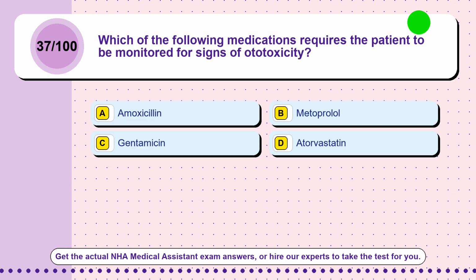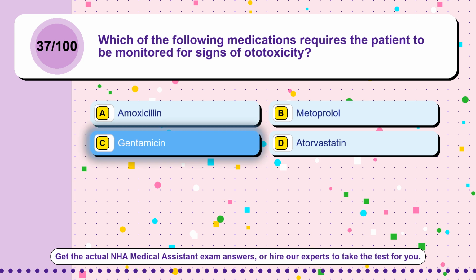Question 37. What is the standard duration for an administrative scrub or hand washing when preparing for routine patient contact? Option A, 5 seconds. Option B, 20 seconds. Option C, 1 minute. Option D, 3 minutes. The correct answer is option C.